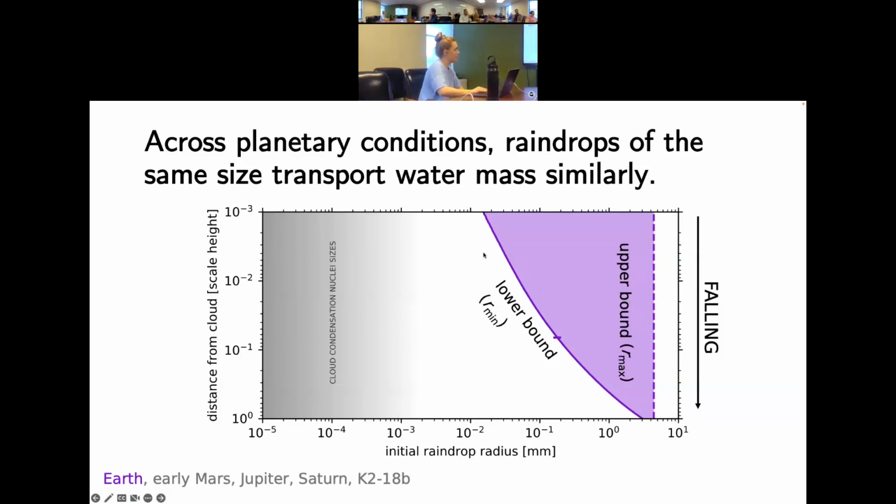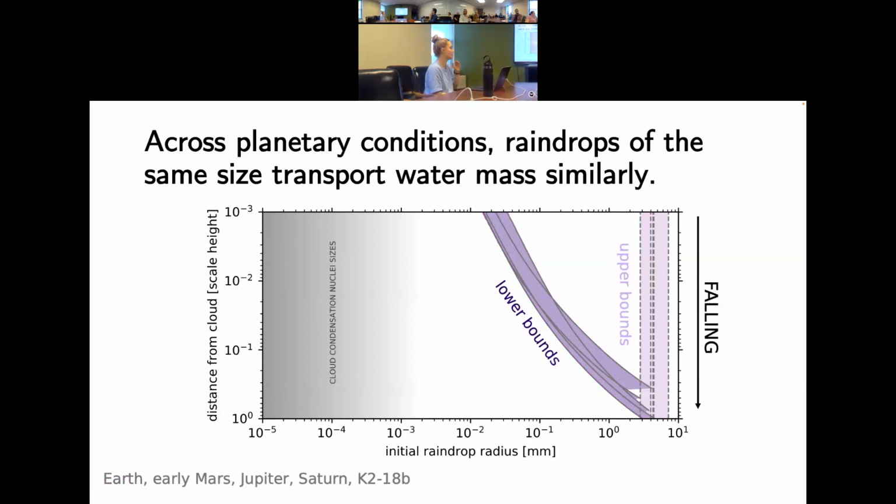And so we can see that as the raindrop continues moving down from the cloud, the bound on sizes that can transport mass to that distance becomes tighter. And that's basically just coming from the lower bound shrinking. And I can add these lower and upper bounds for a few different planets. So here I'm showing Earth, which I just showed, a hypothetical early Mars, Jupiter, Saturn, and then an exoplanet. It's a mini Neptune, K218b, which people have claimed to detect liquid water clouds on.